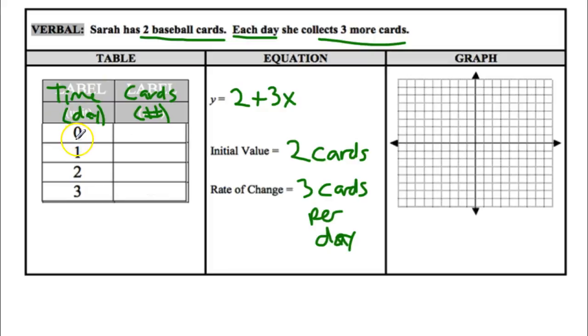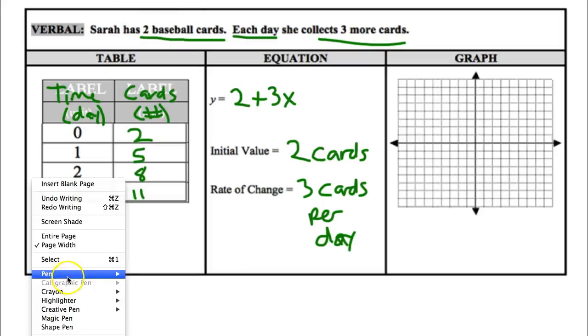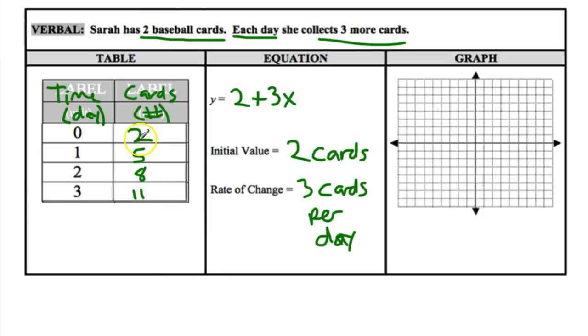What I can do is fill out this table now. Before her day even starts, she already has 2 cards. That's her initial value, so I can put a 2 right there. Then every day after that, she gets 3 more. So the next day is 5, and then after that is 8, and then after that is 11. If you notice, those are increasing by the same amount. She started with 2, and the next day she got 3 more, and then after that, she got 3 more. After that, she got 3 more as well.